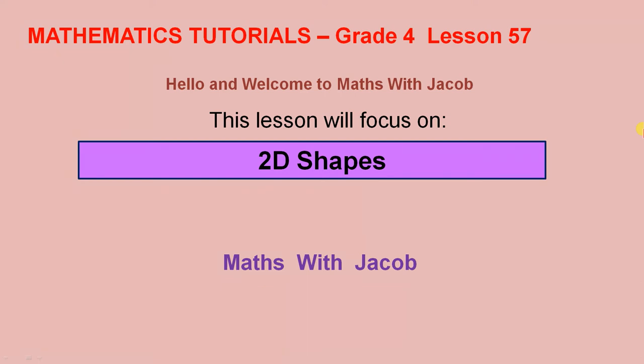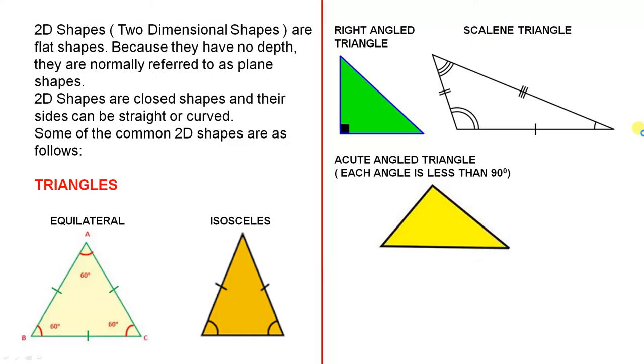This lesson will focus on 2D shapes. 2D shapes, known as two-dimensional shapes, are flat shapes. Because they have no depth, they are normally referred to as plane shapes. 2D shapes are closed shapes and their sides can be straight or curved. Some of the common 2D shapes are as follows.